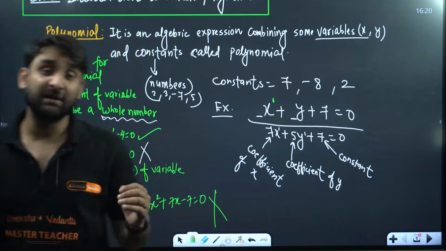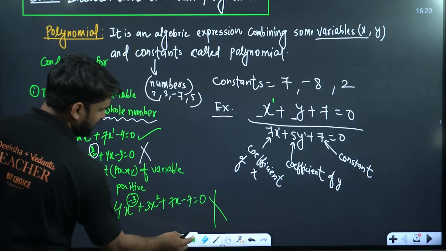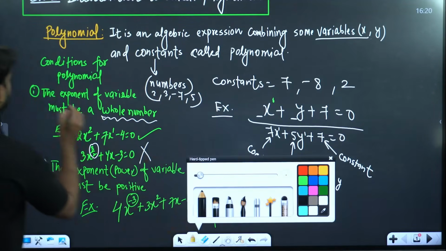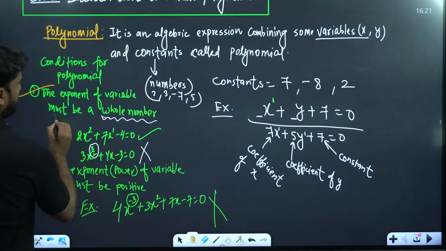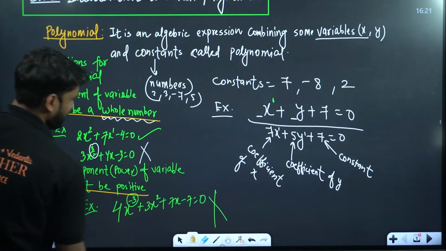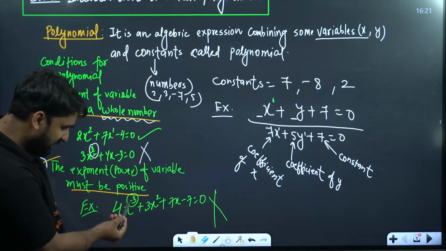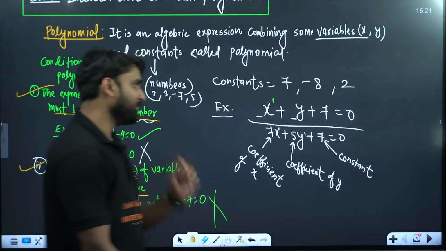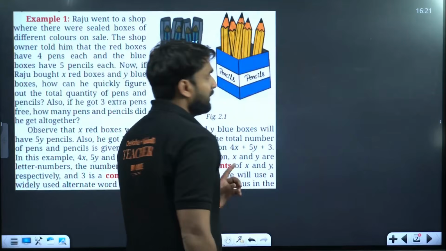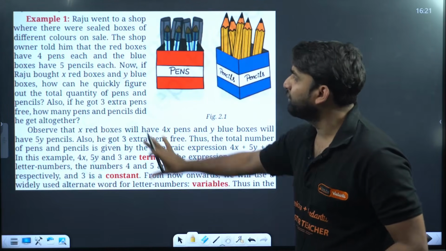Otherwise the given linear equation will not be a polynomial. So what are the conditions, champions? The first is that the exponent of the variable must be a whole number, and the second is that the exponent of the variable must be positive. If the exponent of the variable is negative, as in the given example, it cannot be a polynomial.